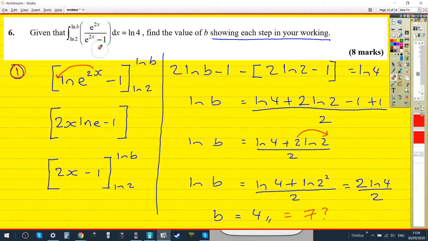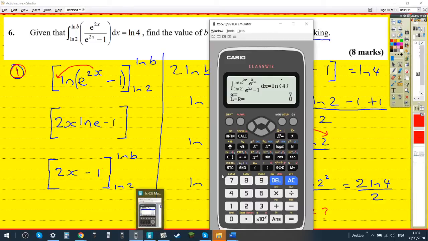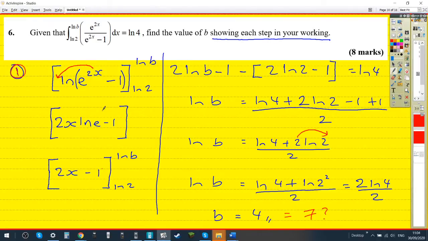The numerator is the derivative of the denominator, therefore it's just ln of the denominator. Hang on. Is it ln of the whole thing in the bracket? What is ln 1? Ln 1 is 0. So we don't have this minus 1. That's what happened. It's the ln of the entire denominator. So it's not ln e to the 2x minus 1. It's the ln of the whole thing.